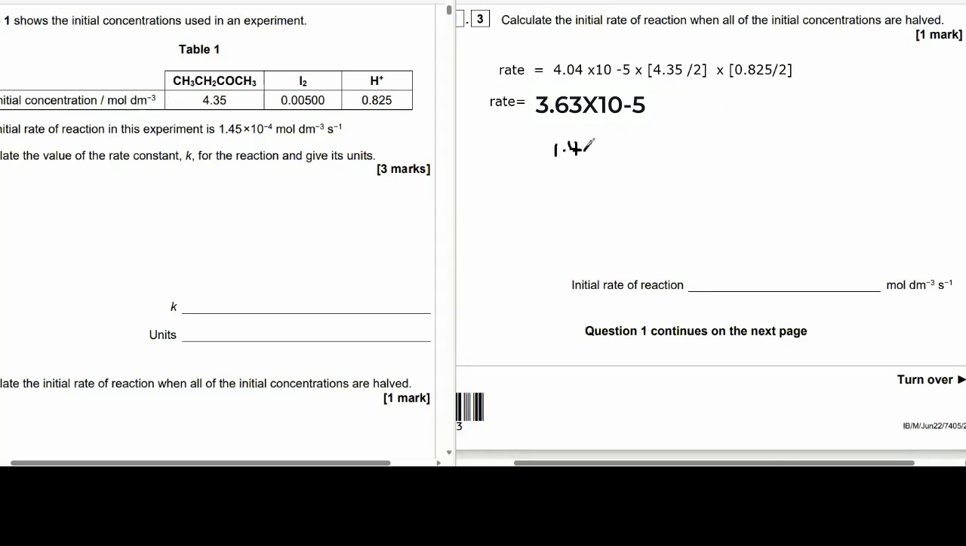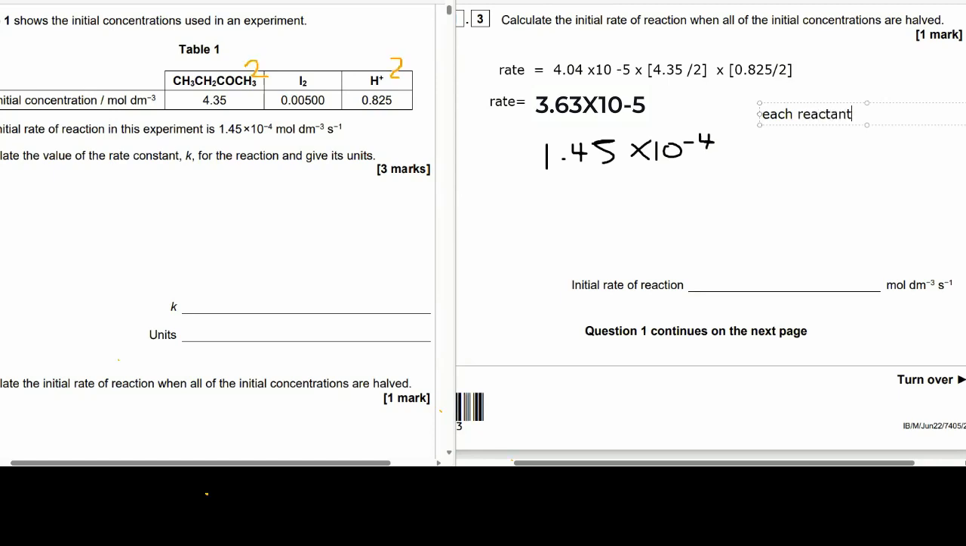Now, there is an alternative way to do this. We could instead do 1.4. We could write out the initial rate of reaction, which is 1.45 times 10 to the minus 4 mol dm to the minus 3 s minus 1. So 1.45 times 10 to the minus 4. Now, because each of the reactants are first order.